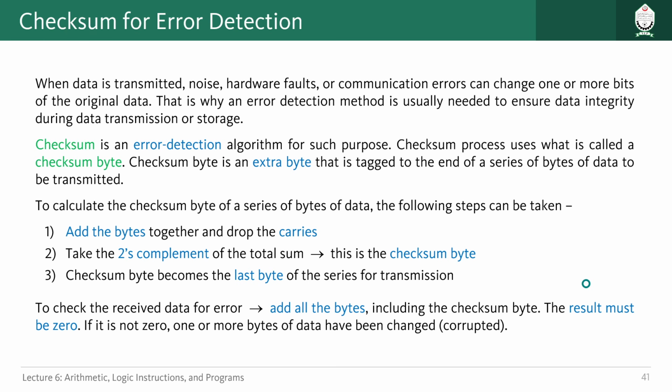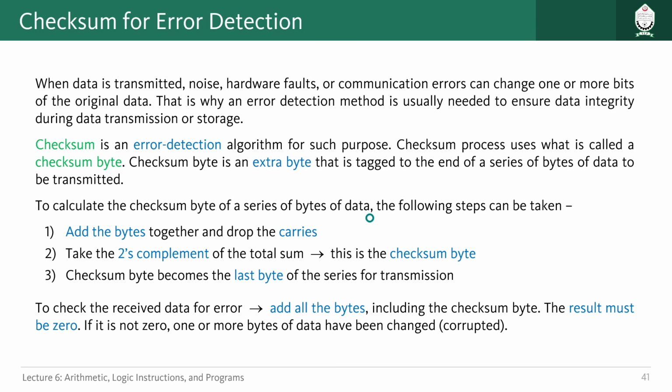Okay, the last topic, checksum for error detection. Whenever a sender transmits data to a receiver, because of noise or hardware faults or any kind of communication error, there can be situations where the data is corrupted. There is some manipulation in the data. So generally an error detection method is required to understand whether the data we have got is correct or there is some corruption, right? So checksum is such an error detection method.